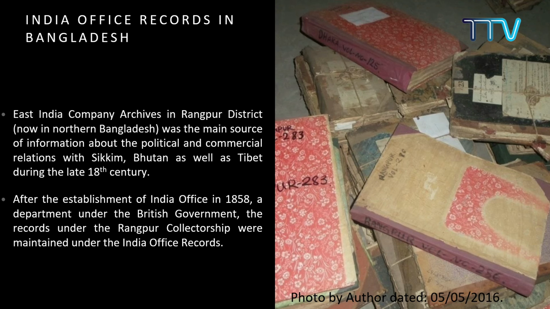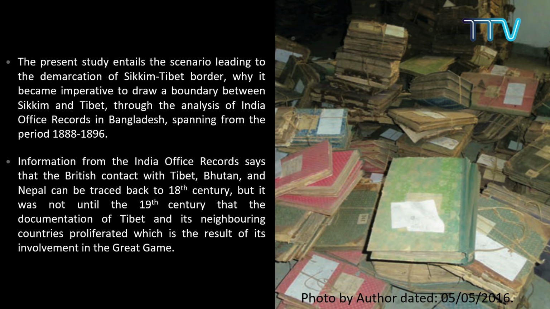East India Company archives in Rangpur district were the main source of information about political and commercial relations with Sikkim, Bhutan, and Tibet during the late 18th century. But after the establishment of the India Office in 1858, those records were maintained under the India Office records afterwards. So the present study entails the scenario leading up to the demarcation of the Sikkim-Tibet border.